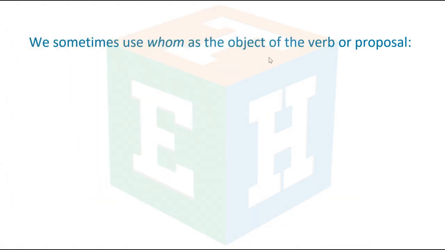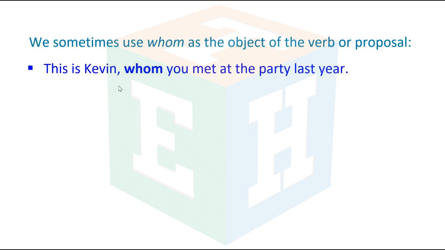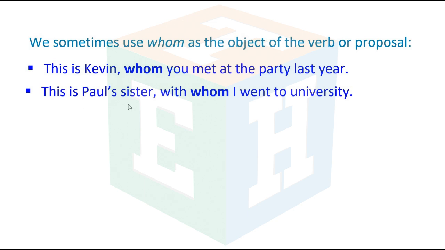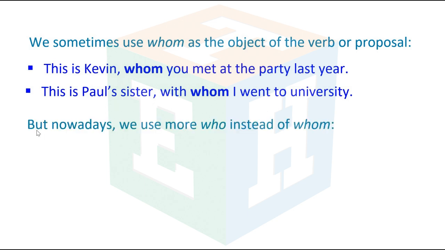We sometimes use whom as the object of the verb or preposition. This is Kevin, whom you met at the party last year. This is Paul's sister, with whom I went to university.